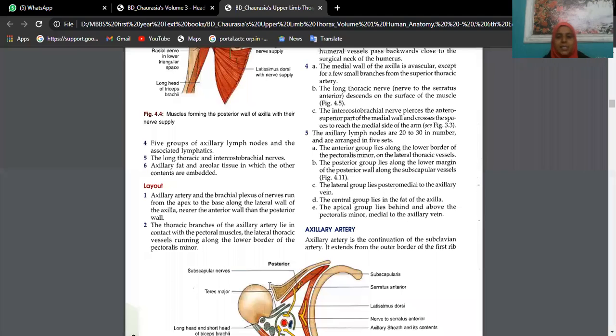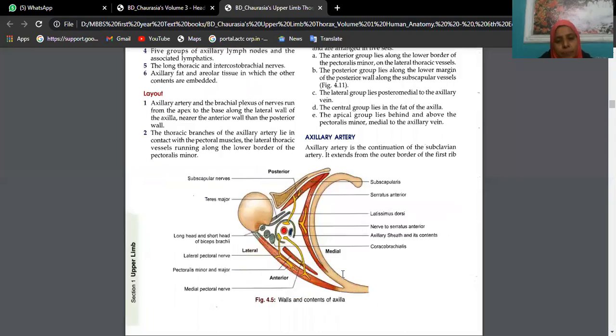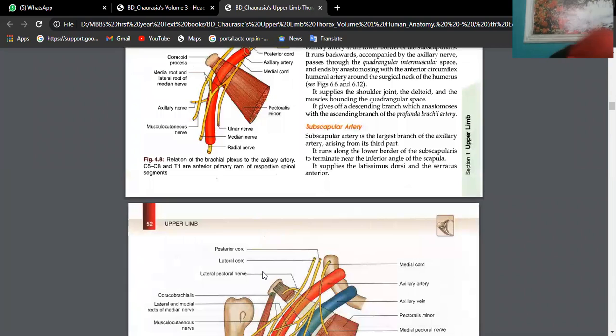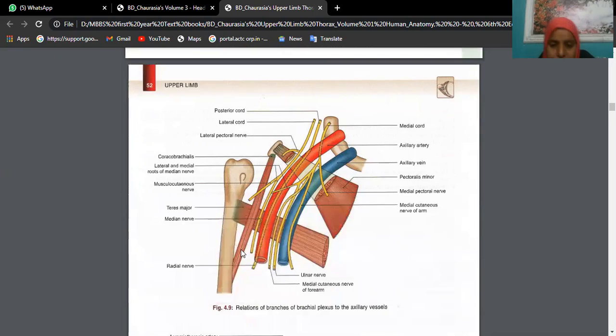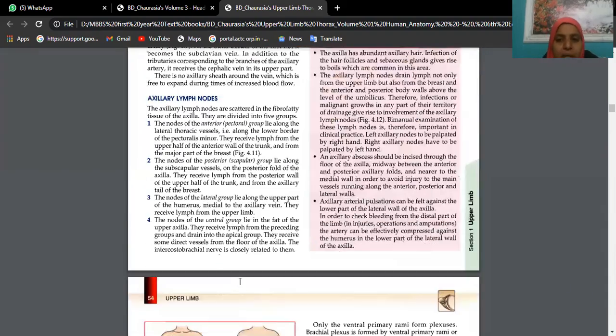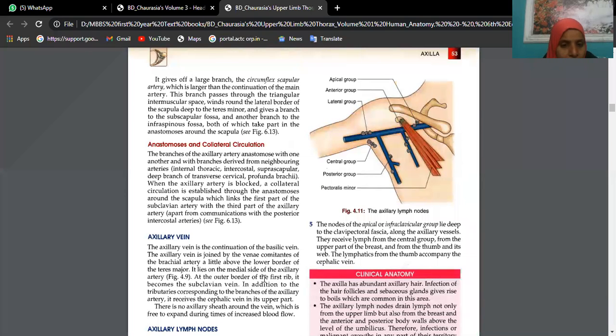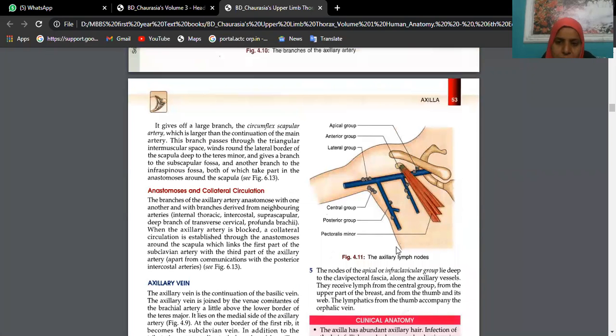Now he is asking us about the axillary group of lymph nodes in our essay. Write a note on the axillary group of lymph nodes. This knowledge of the axillary group of lymph nodes will also help us to write the lymphatic drainage of the mammary gland. Now just look at this picture. What are the various groups we will come to know.